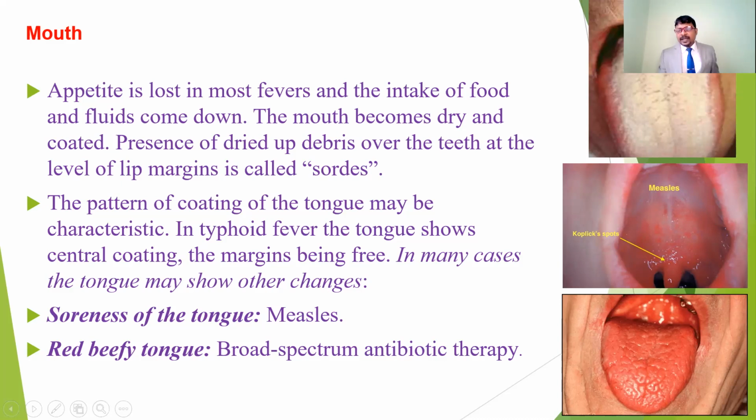This is a side effect of broad-spectrum antibiotic therapy. If anybody uses antibiotics for a long time, they may get a tongue with a red appearance, and also a beefy tongue. It is very thick as well as red in appearance. So this is a side effect of broad-spectrum antibiotic therapy.